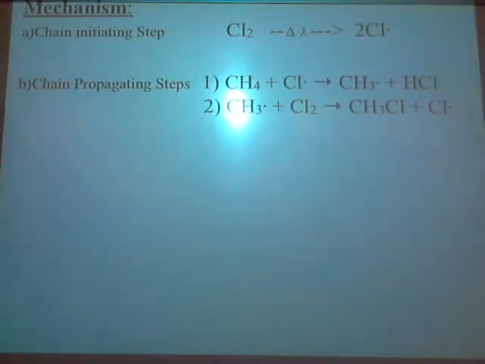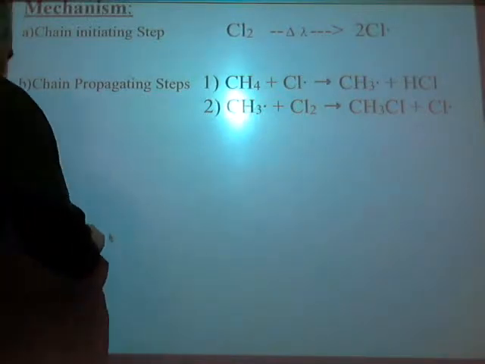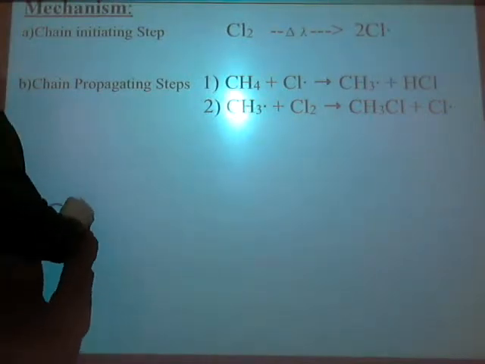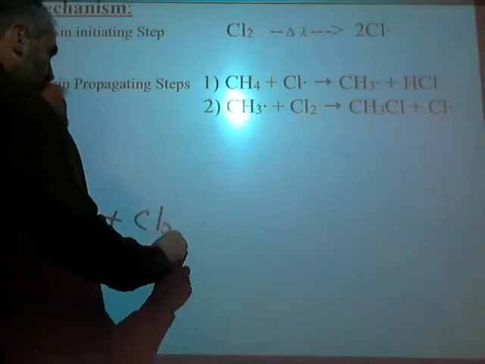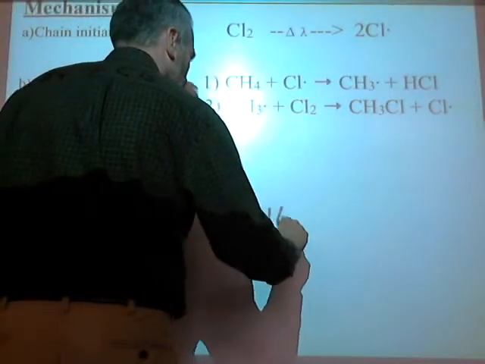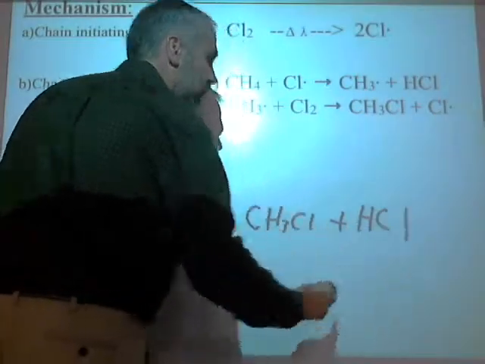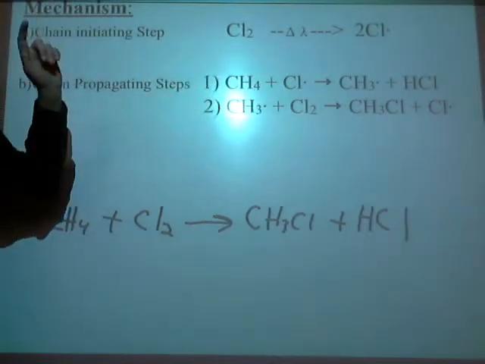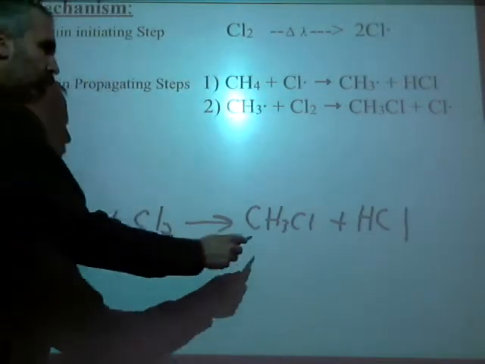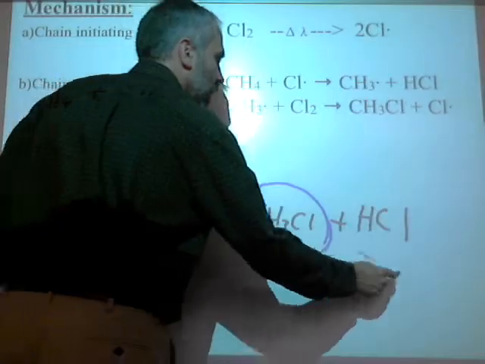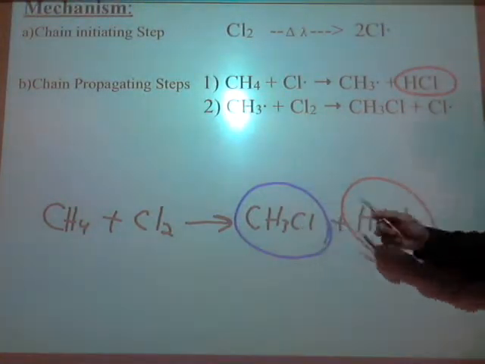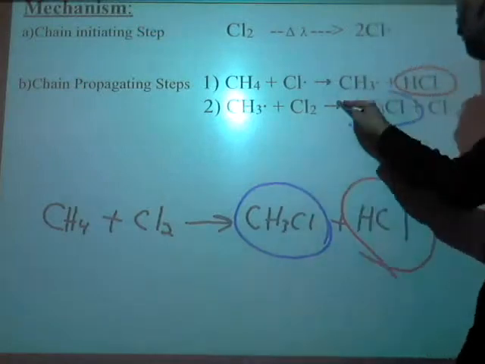But let me remind you of something as I write something down at the bottom here. You don't need to draw this because it's already at the top of your paper. Remember, when I take the original equation, do you remember that? If you look above on your paper, that's the original equation. Notice each of these chain propagating steps produced a product. This product, HCl, was produced up here. This product, CH3Cl, was produced right there.